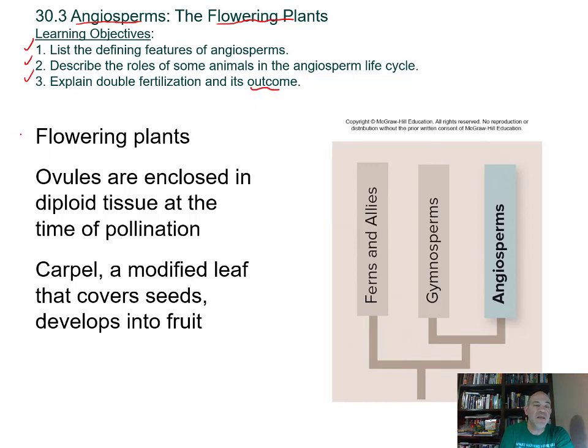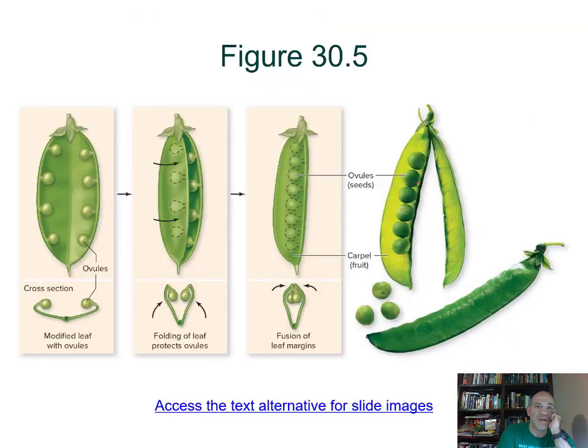So again, this group is collectively called the flowering plants, and here the ovules, which we talked about with gymnosperms, are going to be enclosed in diploid tissue at the time of pollination, and a modified leaf structure called the carpel is going to cover the seed, and these carpels are what develops into the fruit. So we are covering the angiosperms, and here's the relationship to the gymnosperms and then to the ferns and their allies, in the cladogram there on the bottom right.